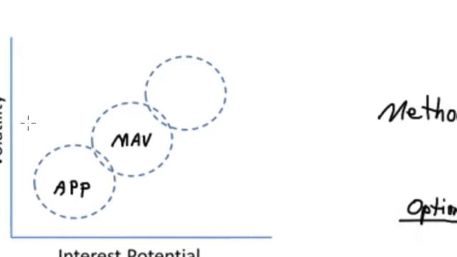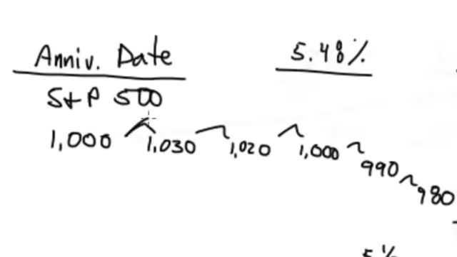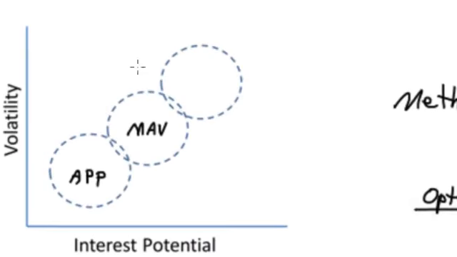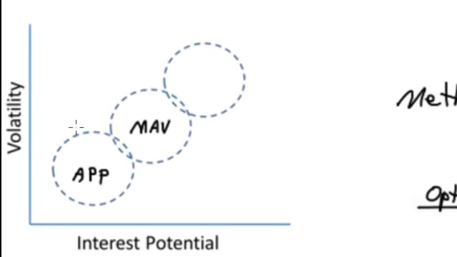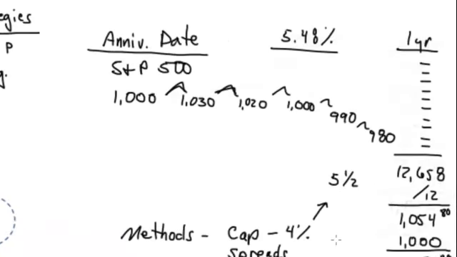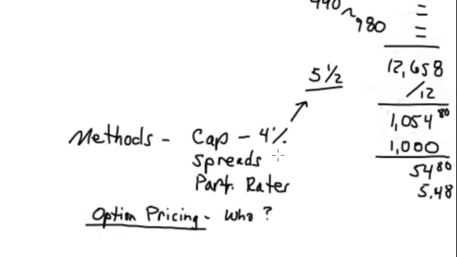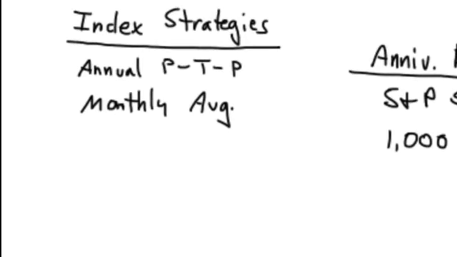And why is it more volatile? Well, anytime you're measuring something more frequently, monthly versus annually, you're going to have more dispersion, you're going to have more volatility. But as you can see here, the way the option pricing works, you're going to have a higher cap. Now you're often going to see that the monthly average uses a spread or a participation rate, but again, go to this other video and you'll understand why and how all that works.